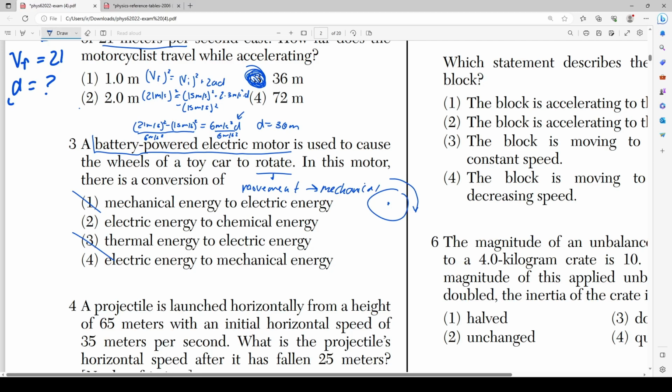A cool way to remember this is M and M. The M in movement stands for mechanical. So what's really happening here is that we're taking all that electrical energy in the battery, and the electric motor is converting it or applying it to rotate something. In other words, it's taking that electrical energy and turning it into mechanical energy, or turning it into movement. So that's choice number 4. Chemical energy wouldn't make sense here because rotation is mechanical.